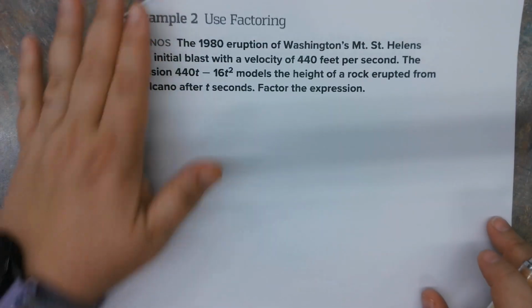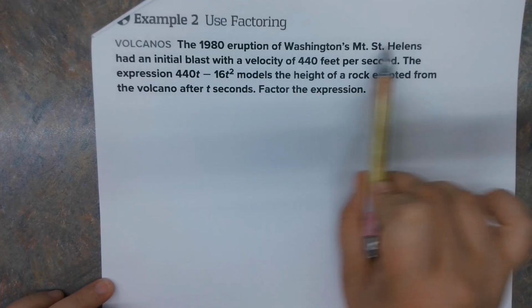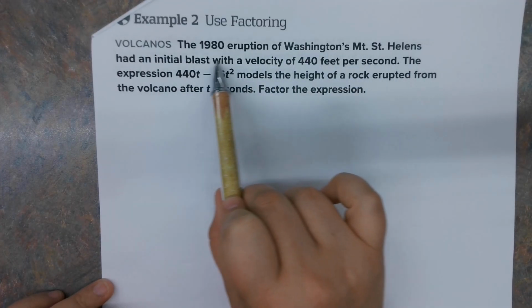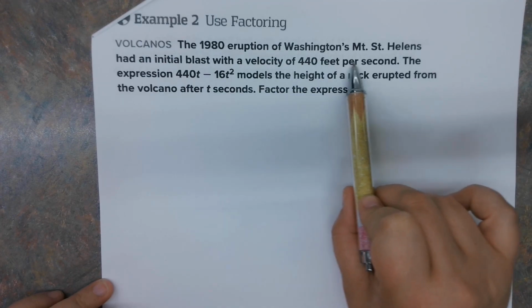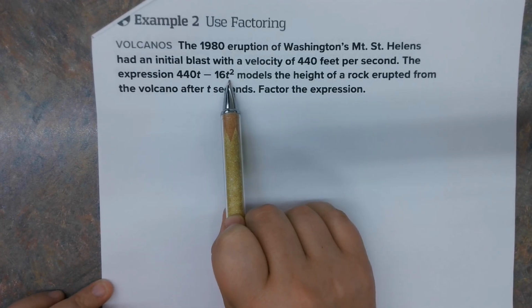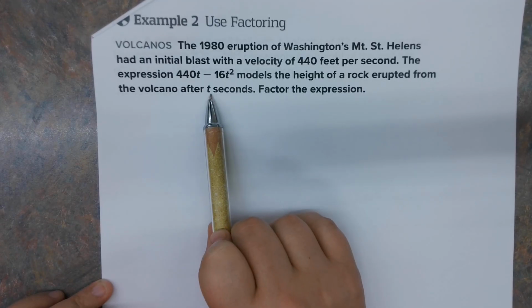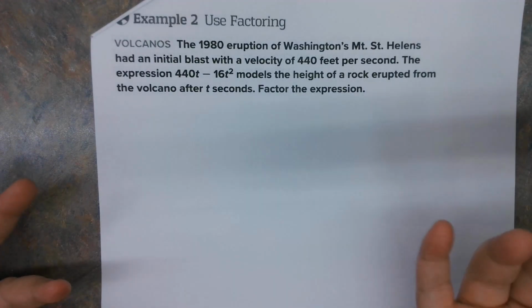Turning the page, going to example number 2. In the 1980 eruption of Washington's Mount St. Helens, there was an initial blast with a velocity of 440 feet per second. The expression 440t minus 16t squared models the height of a rock erupted from the volcano after t seconds. Factor the expression. So we're not doing anything different.